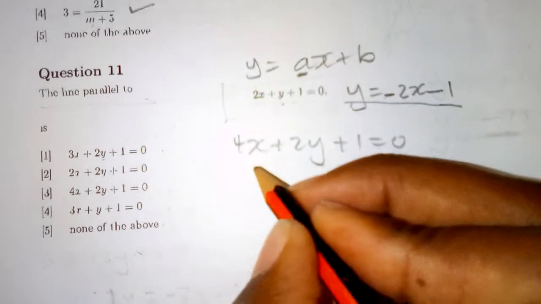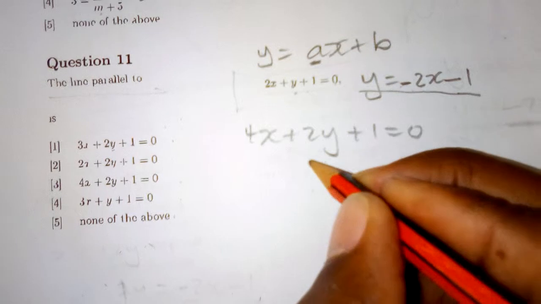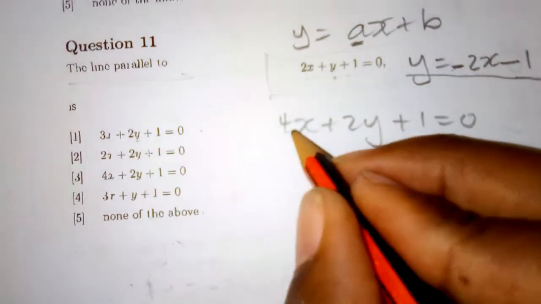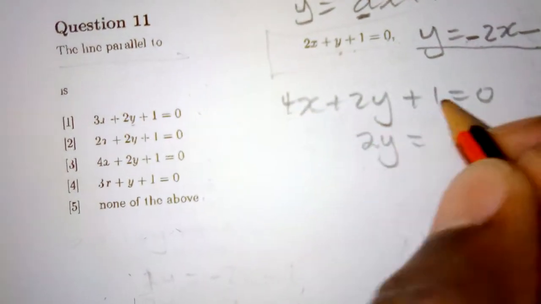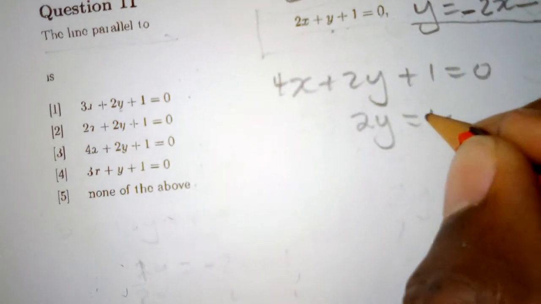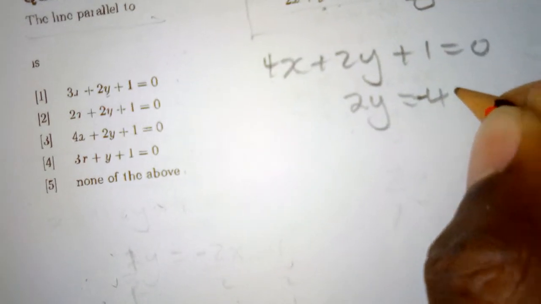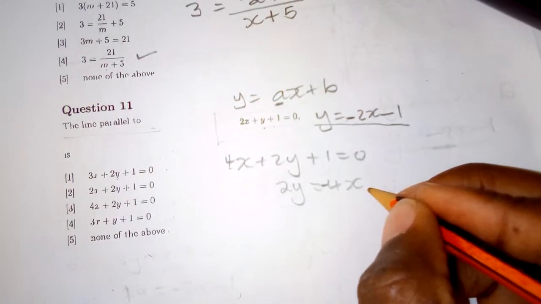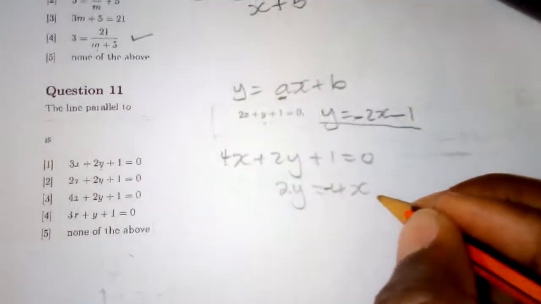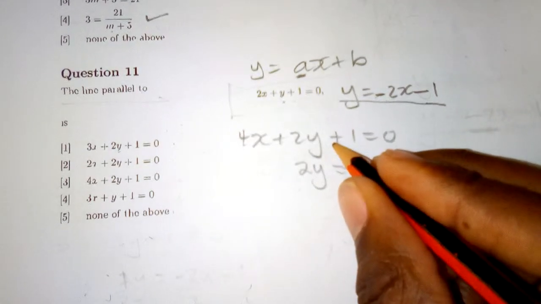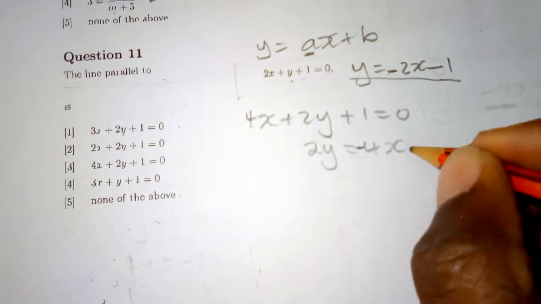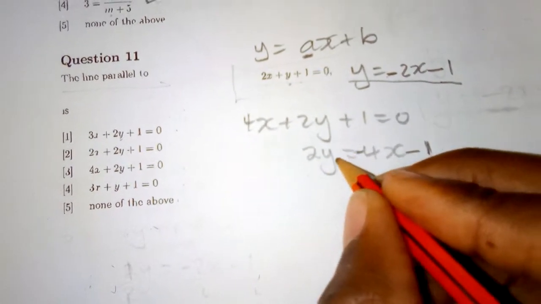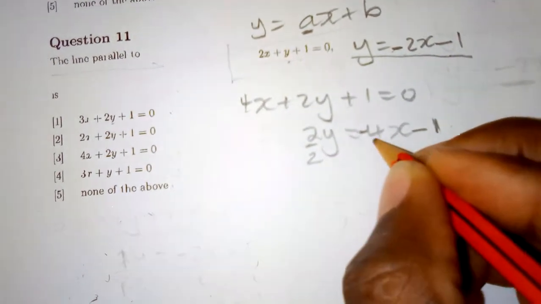So what you need to do first, you need to make y a subject. So it says 2y is equals to, you take 4x to cross the equal sign, so it's gonna be actually minus 4x. Okay, and then you also take the positive 1, you cross it equal sign, is gonna be minus 1. So in order for you to make y a subject, you need to divide all variables by 2.